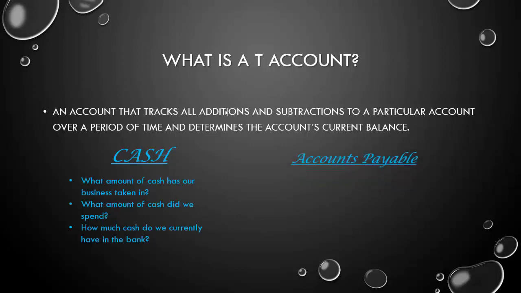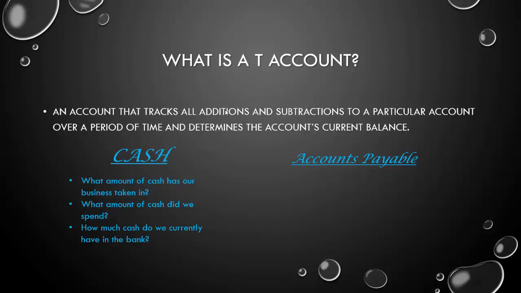Accounts payable, that is money that our company owes to any other party. So having to pay our utility bill, having to pay for supplies that we purchased, having to pay for office equipment that we purchased. All of those things, when we owe money, it's going to go into accounts payable.